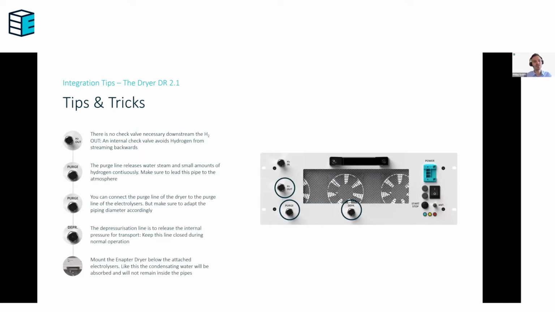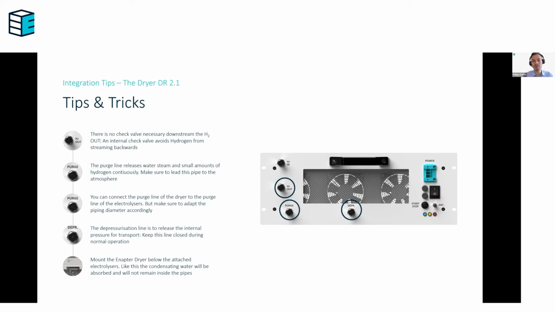Tips and tricks. There is no check valve necessary downstream of the H2 out. An internal check valve is avoiding that the hydrogen is flowing back from your tank or from your fuel cell or whatever you have attached. So you don't need to worry that you will lose any hydrogen that you already produced. That's not a problem. Then regarding the purge line, it is releasing water steam and small amounts of hydrogen. So make sure to lead them to atmosphere and be aware that they contain hydrogen. So take it seriously.